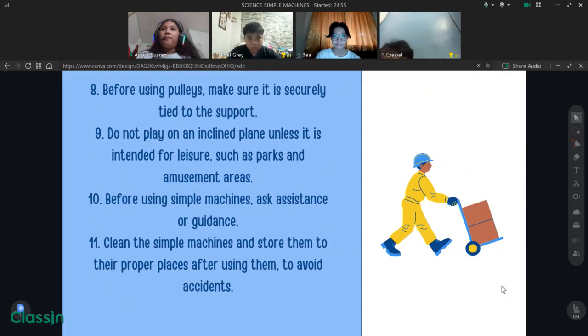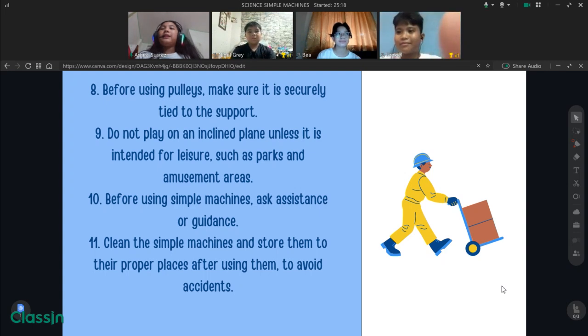Number 8. Before using pulleys, make sure it is securely tied to the support. Number 9. Do not play on an inclined plane unless it is intended for leisure, such as parks and amusement areas. Number 10. Before using simple machines, ask assistance or guidance.